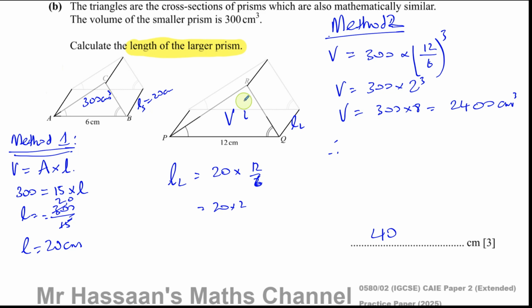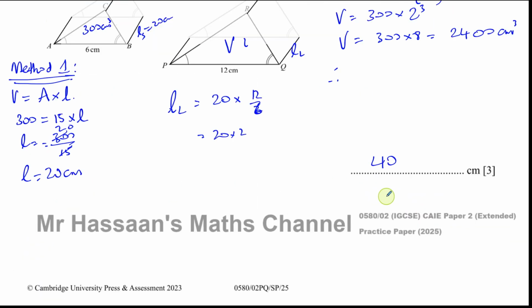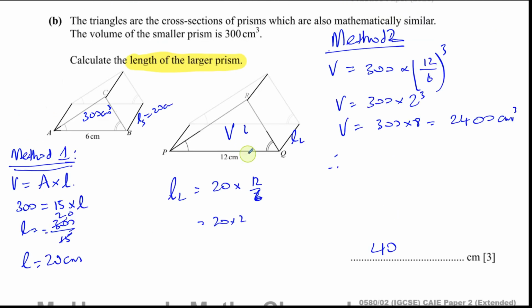Therefore, we know that the cross-sectional area of this prism, which we worked out to be 60. So we've got V equals A times L. So 2,400 is equal to 60 times L. So L is going to be 2,400 divided by 60. They cancel out. 240 divided by 6 is 40. 6 goes into 24 4 times, plus an extra 0. So we get the same answer.